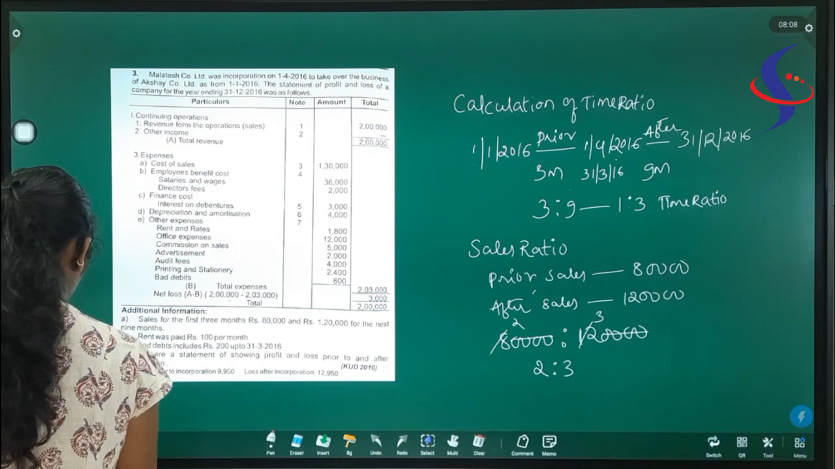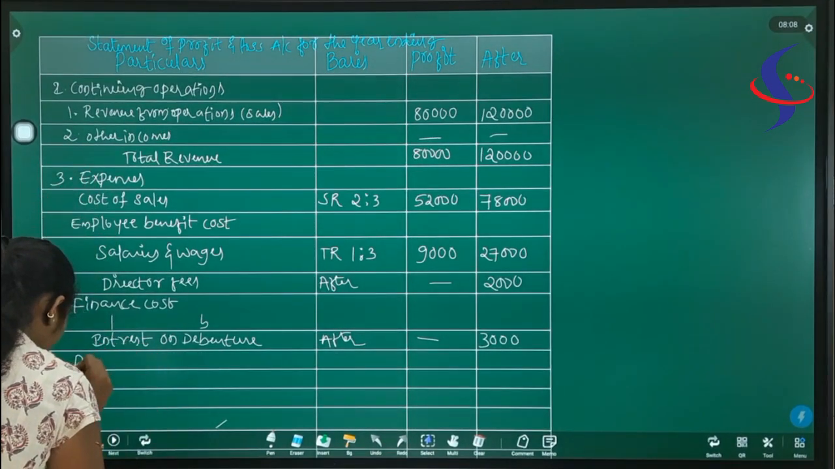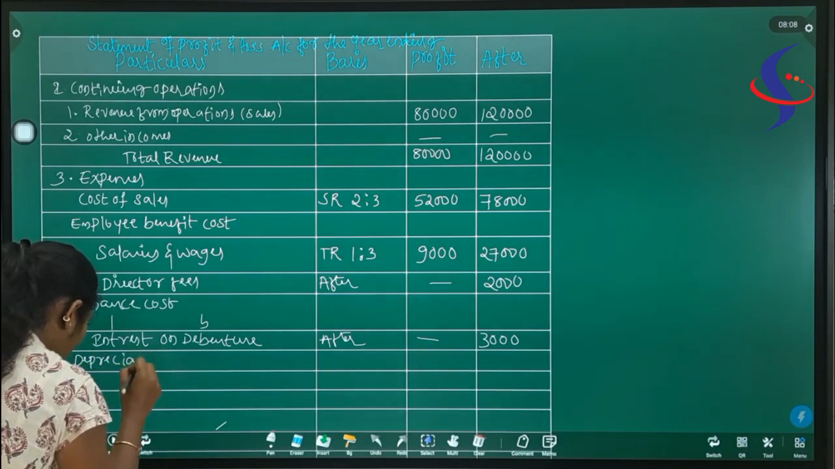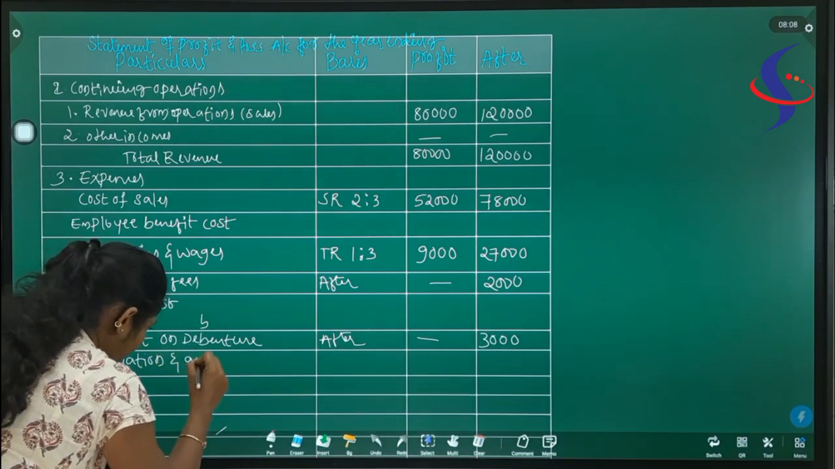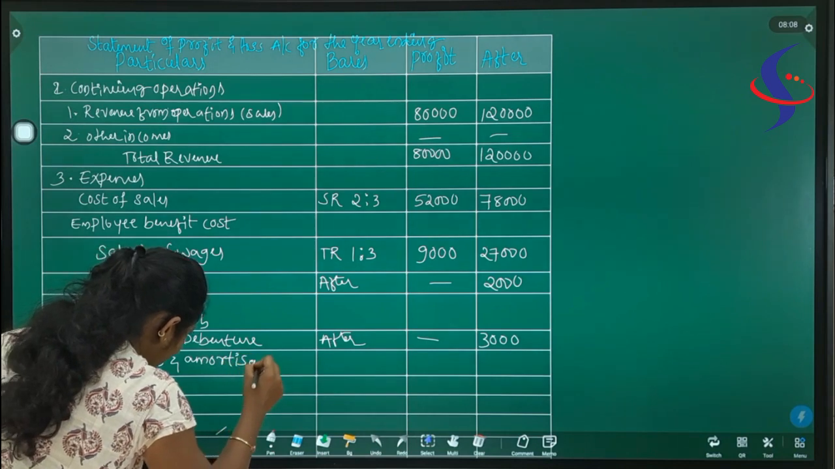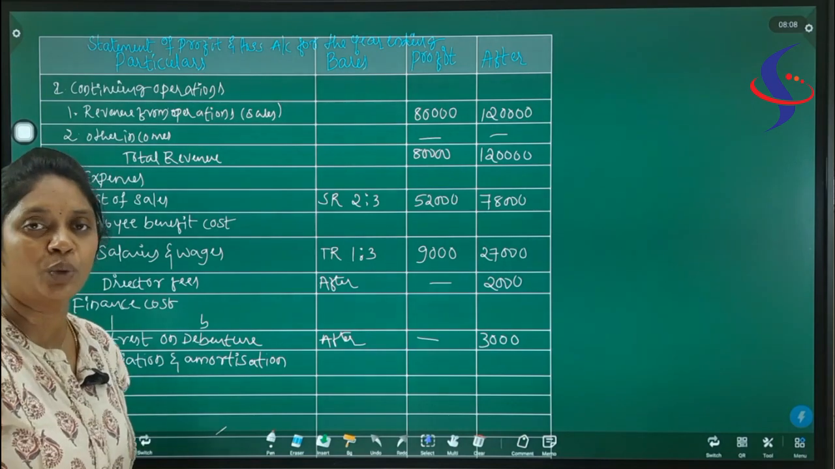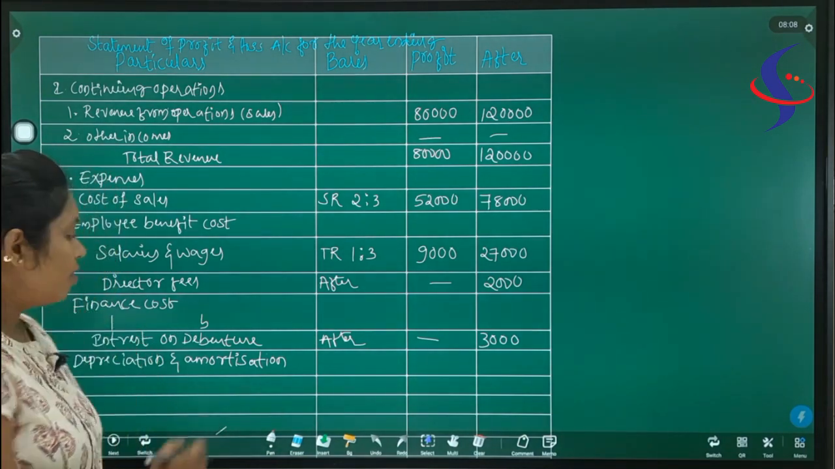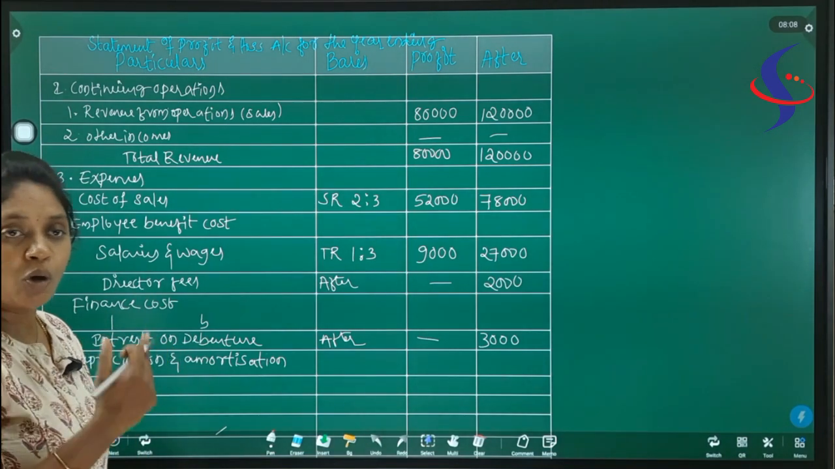And next, depreciation and amortization. Depreciation, is it fluctuating or fixed? It is not at all fluctuating. It is always fixed. What is depreciation? Depreciation is the decrease in the value of a fixed asset. Then one more word, amortization. This might be a new word for you. Amortization is the decrease in the value of an intangible asset. For tangible assets we use depreciation, for intangible assets we use amortization.